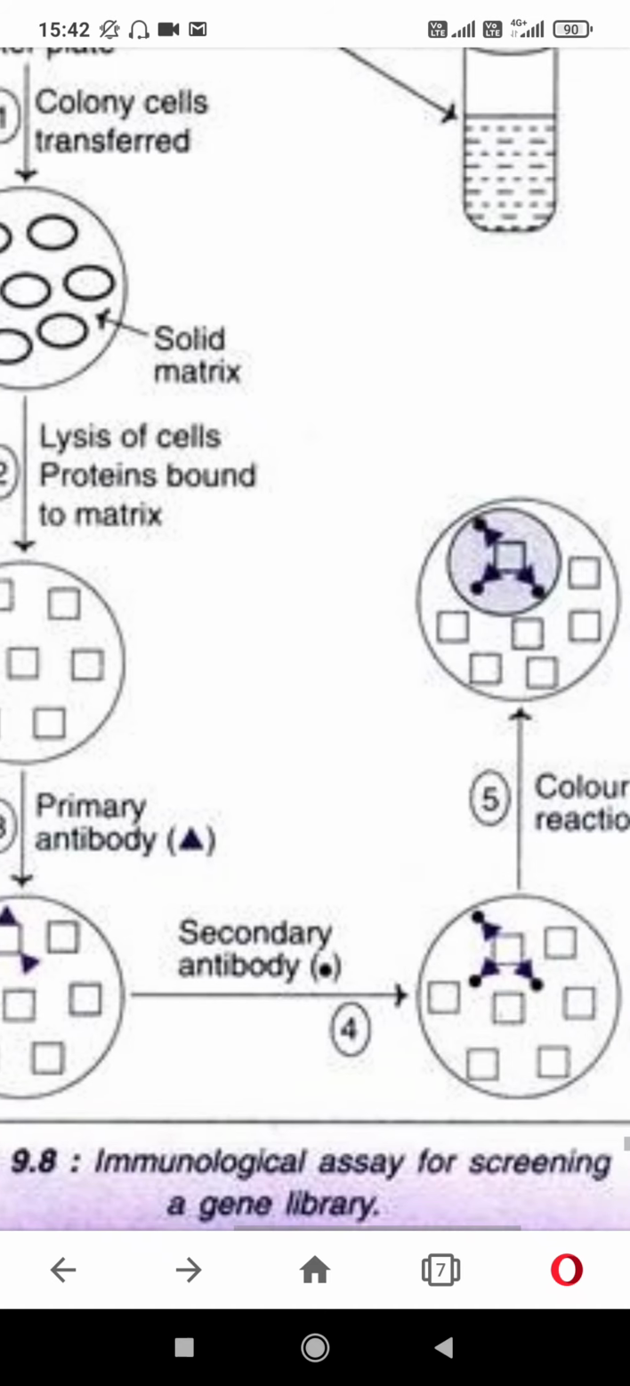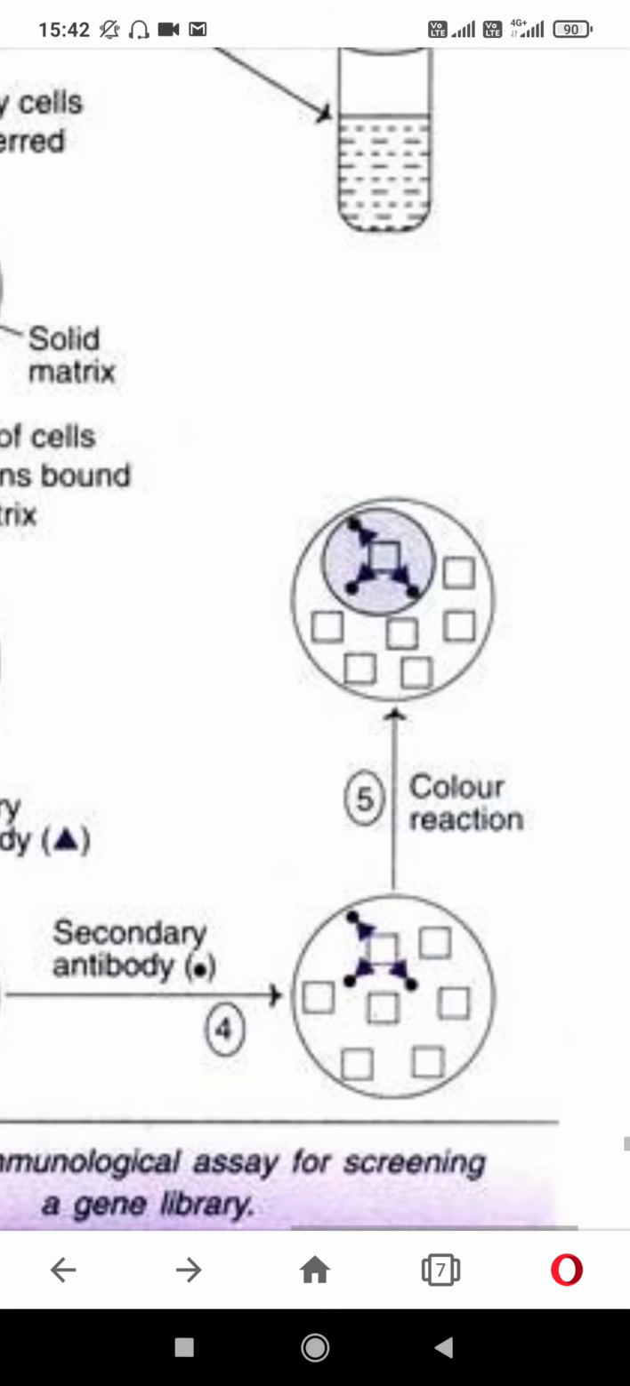Then the secondary antibody is allowed to bind. The secondary antibody, shown here as a black dot, actually has a labeled enzyme like horseradish peroxidase or alkaline phosphatase, which will eventually bind with the primary antibody if present. It is designed in such a way that it can bind with the primary antibody, and the unbound antibodies are washed away by buffer solution, so that we get a correct result.